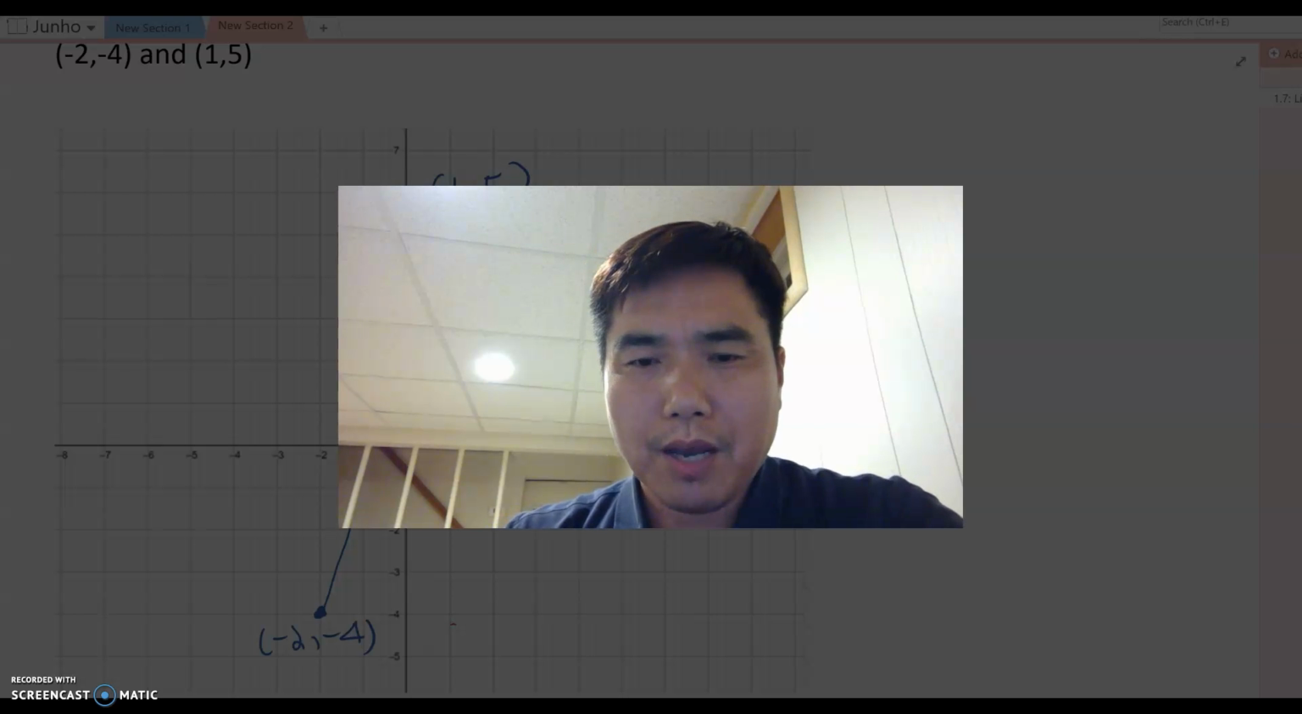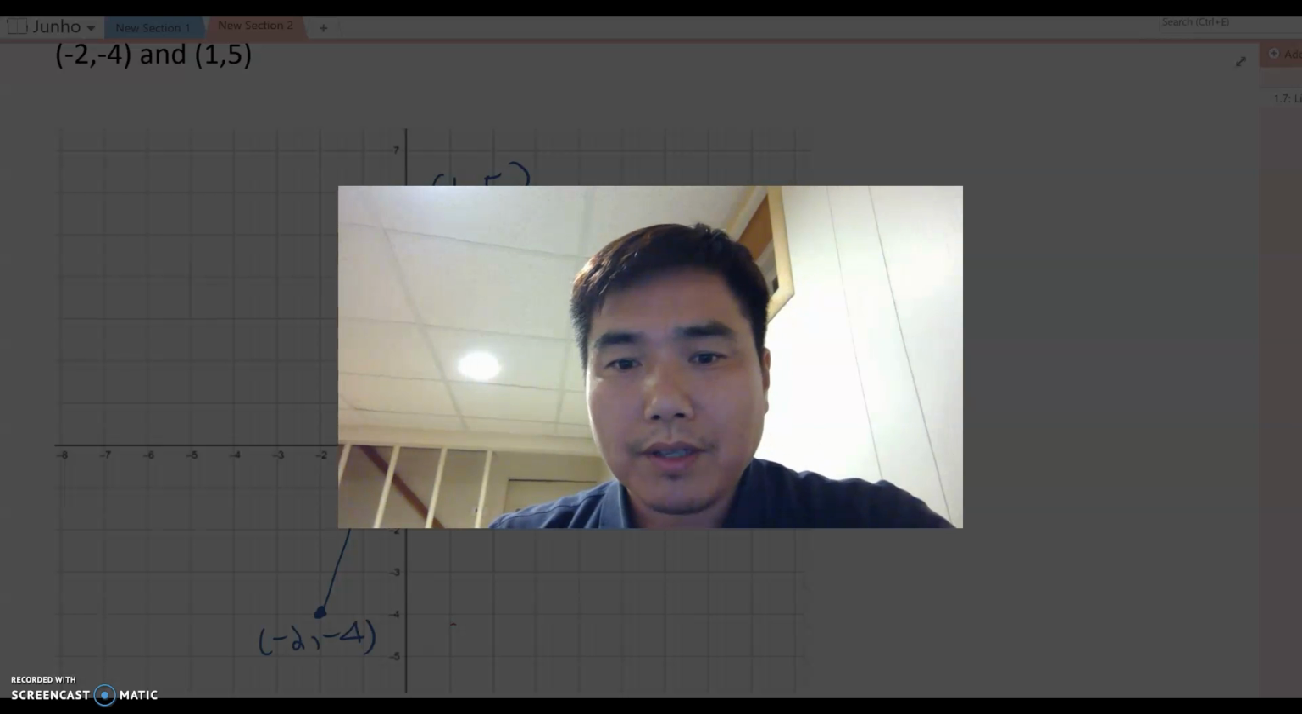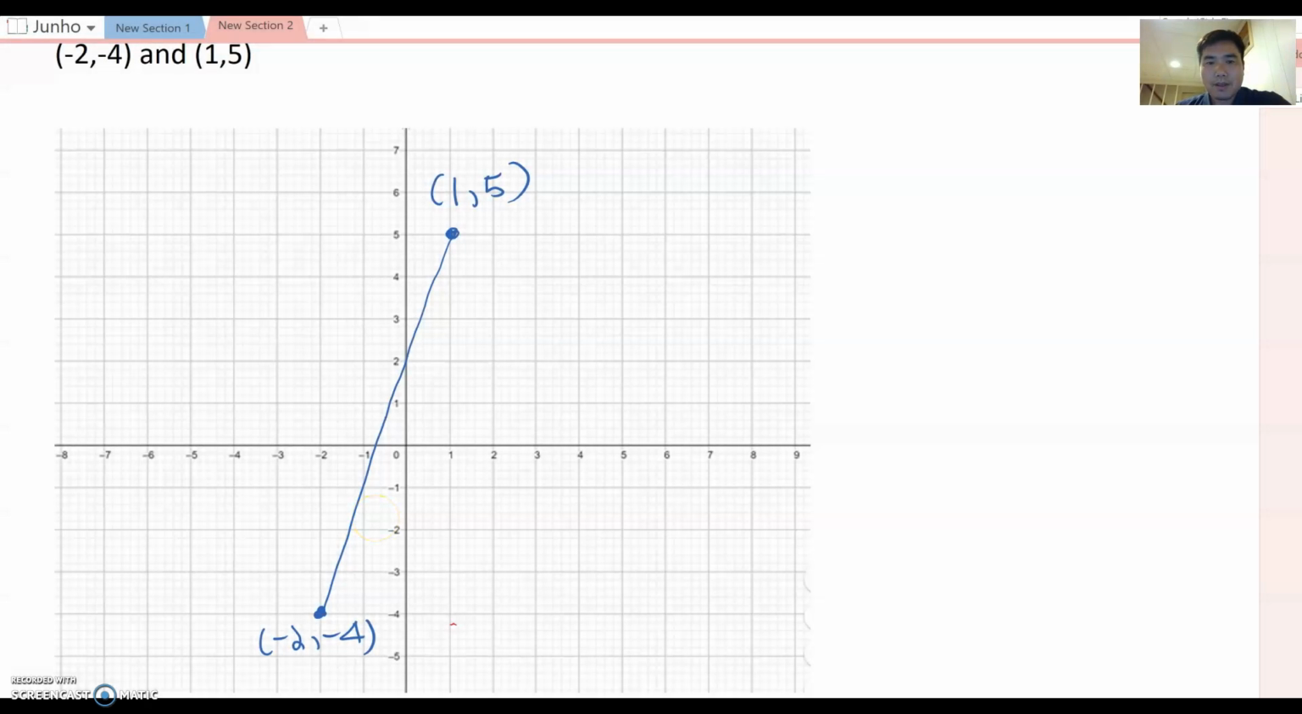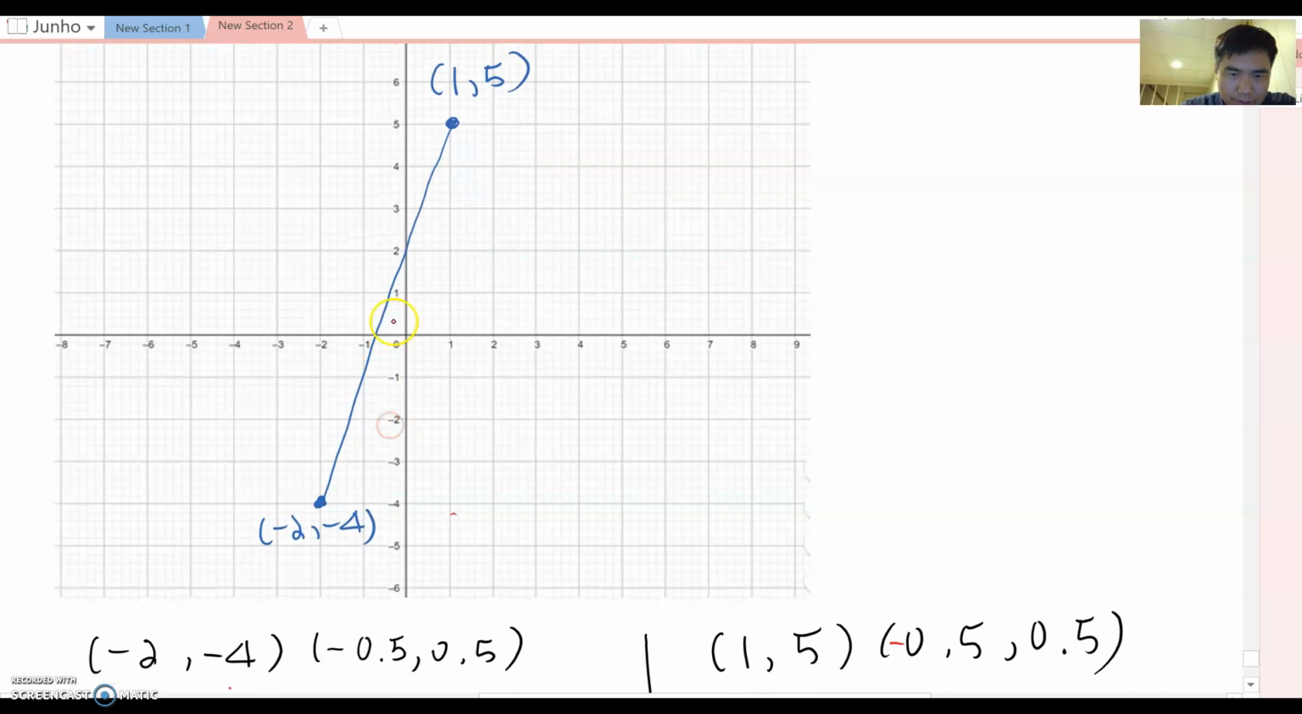Let's continue this problem. This time we want to find the midpoint between these two given points. Last video we talked mostly about how to find the distance between these 2 points. Now this time we focus on finding the midpoint. So when I look at this segment carefully, I can guess the midpoint is around here.